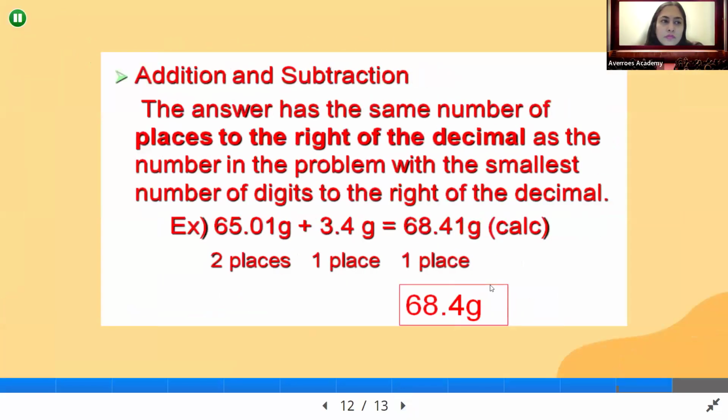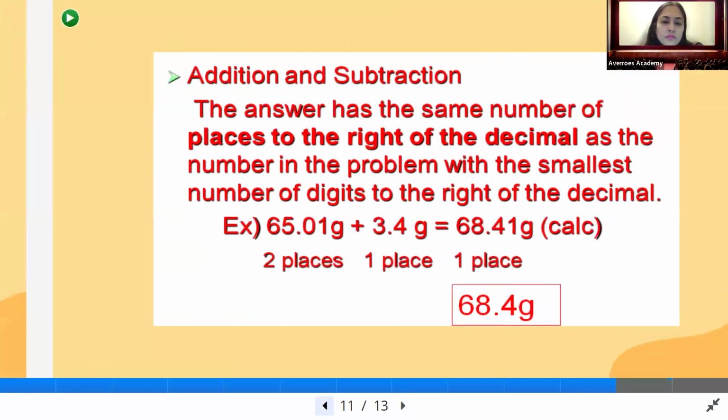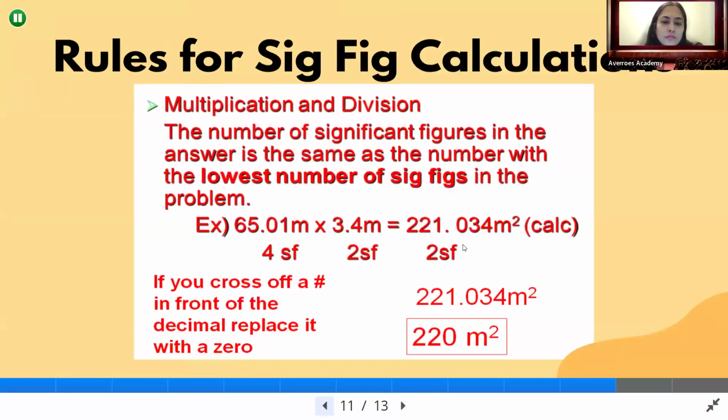The rule is that the number of significant figures in the answer is the same as the number with the lowest number of significant figures in the question. So for example, we have 65.01 meters times 3.4 meters. Which number in that question has the lowest number of significant figures? Well, that's 3.4. That's two significant figures. So we need to put our answer in two significant figures as well.